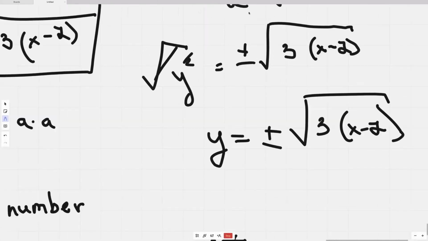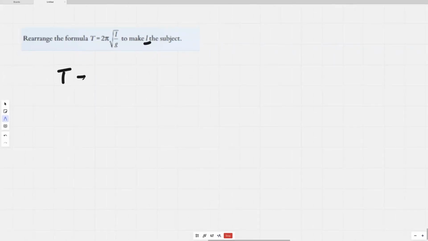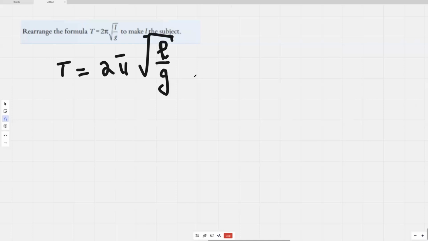And then we'll move to the third question. Let's make the third question harder. This question says, rearrange the formula t is equal to 2 pi times the root of L divided by G to make L the subject. Okay, so t is equal to 2 pi root L over G. The first thing we have to do is divide both sides by 2 pi.